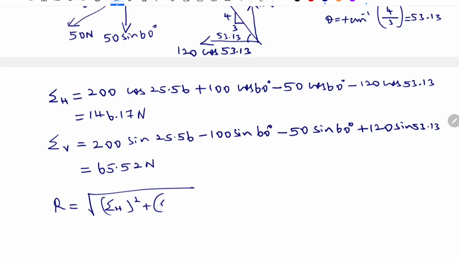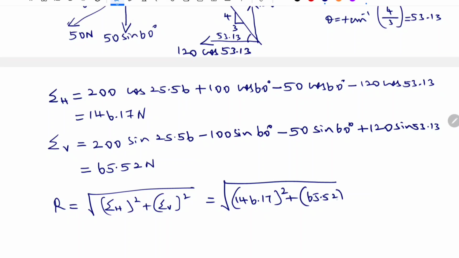Now, to find out the resultant force, R is equal to root of summation of horizontal forces square plus summation of vertical forces square. So, that is equal to, let me substitute the values. Summation of horizontal force is 146.17 whole square plus 65.52 the whole square. And the answer will be 160.2 Newton. So, this is the magnitude of the resultant.